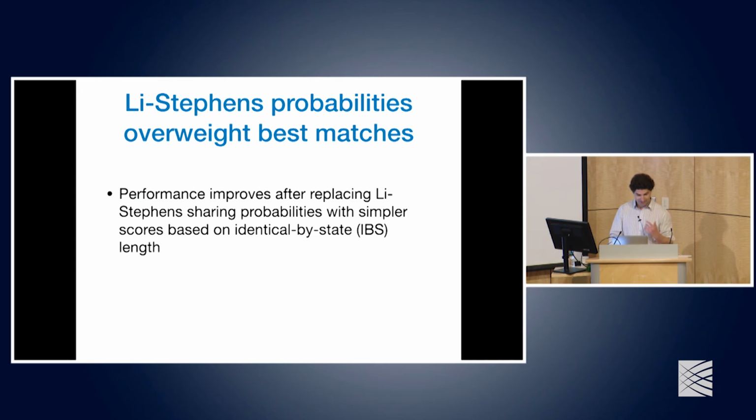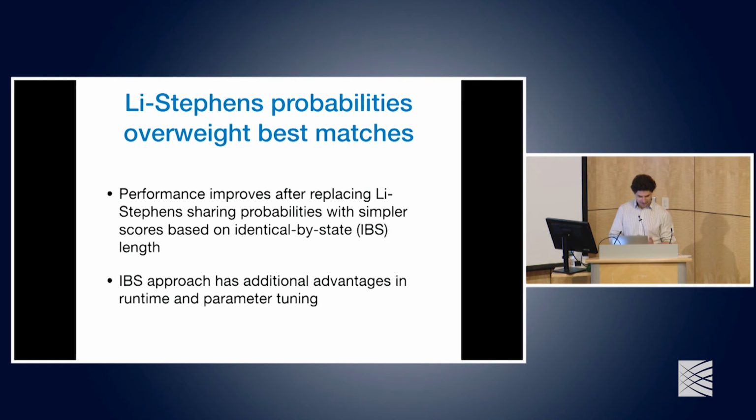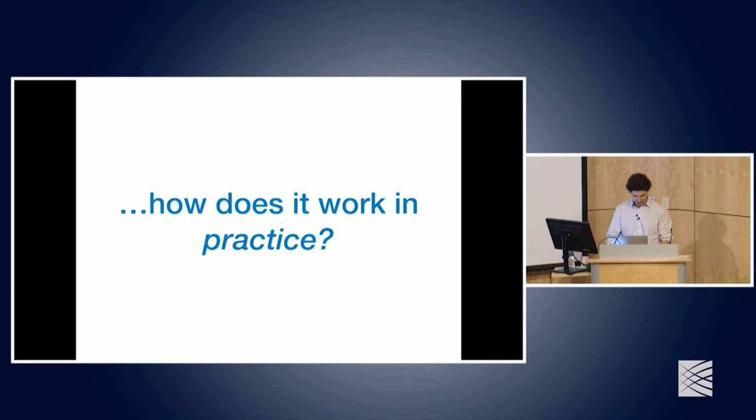This remains a bit of a mystery. It seems that sometimes the good but not the best Lee-Stevens matches are the real matches at these VNTRs. The IBS approach had other advantages in runtime, which allowed for easier tuning of parameters. So in the end, we settled on this approach. Okay. Enough theory.